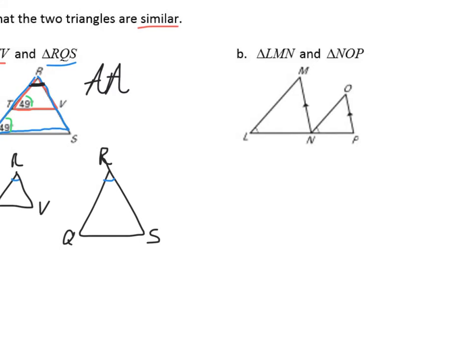So for B, the two triangles I'm focused on are LMN and NOP. So obviously the first thing that sticks out once again is that they do have a pair of congruent angles. The other thing I notice here is that we have some parallel sides. So I'm talking about this side right here, MN, and this side right here, OP. Now remember, what I'm looking for is try to figure out what other angles are congruent.